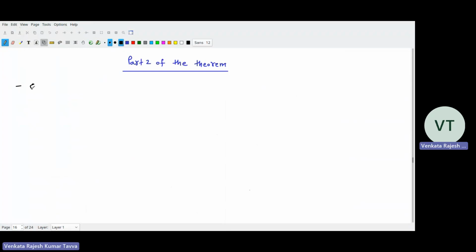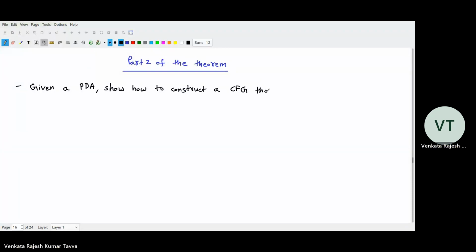So what is the second part of the theorem? Given a PDA, show how to construct a CFG that generates the same language as recognized by the PDA.